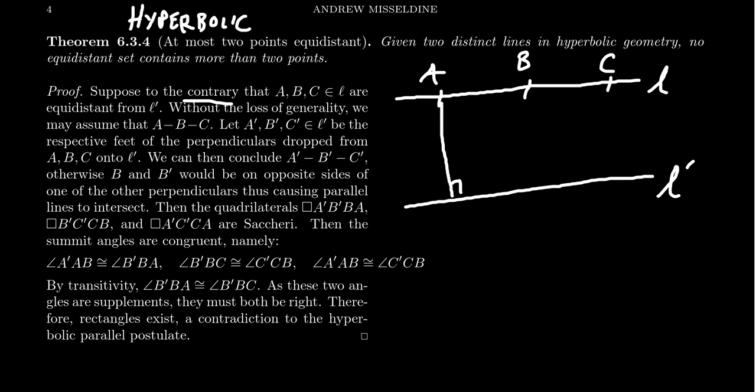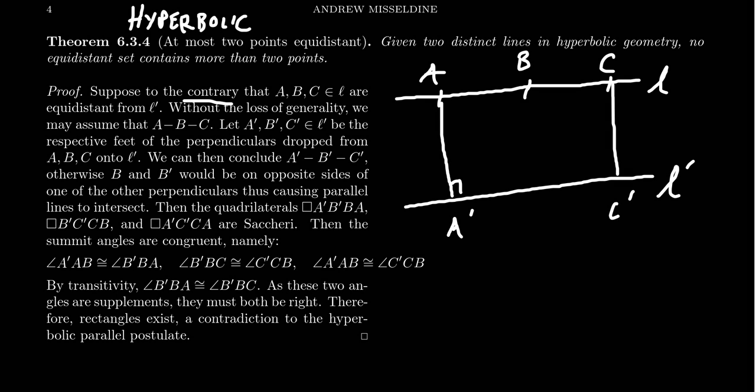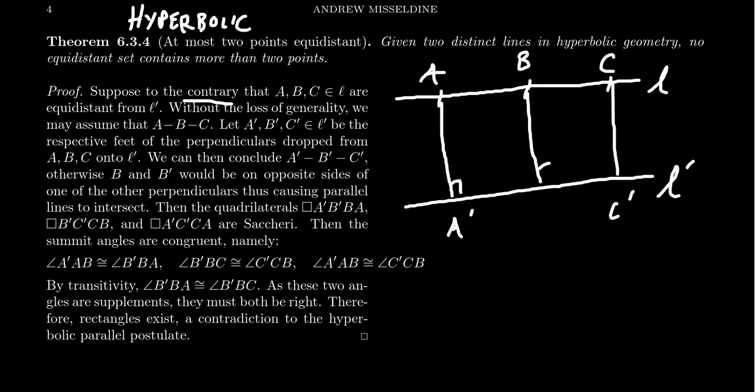Drop from A, so you get A prime. Drop from C, get C prime. And drop from B, B prime. So let's consider this situation.